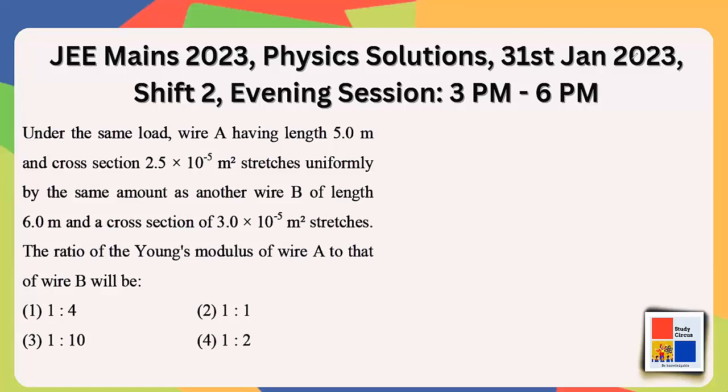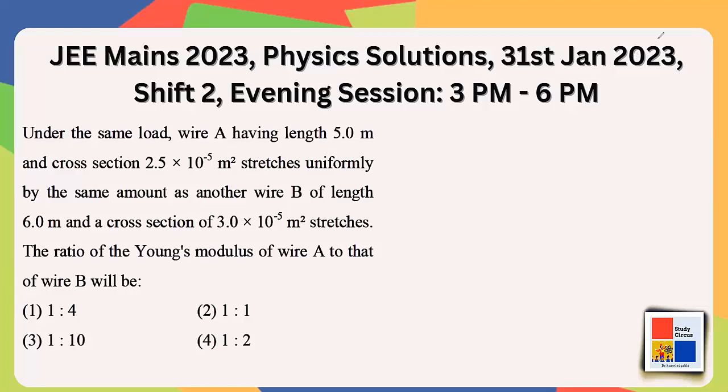So the question here says that under the same load, wire A having length 5 meters and cross section this much stretches uniformly by the same amount as another wire B of length 6 meters and this cross section. So the change in length for the two wires is the same, their dimensions are different, and the Young's modulus are different.